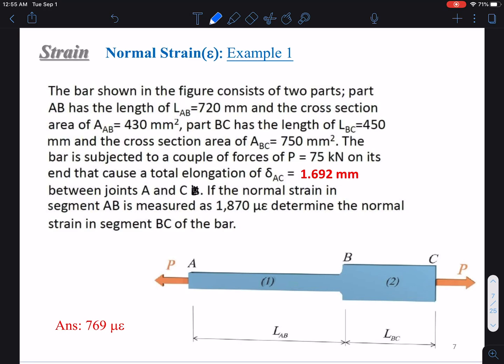This bar is subjected to a couple of forces of P equals 75 kilonewton on its end, that causes a total elongation. Here is the elongation, a deformation of delta AC equals 1.692 millimeter between joints A and C. If the normal strain in segment AB is measured as 1,870 microstrain, determine the normal strain in segment BC of the bar.